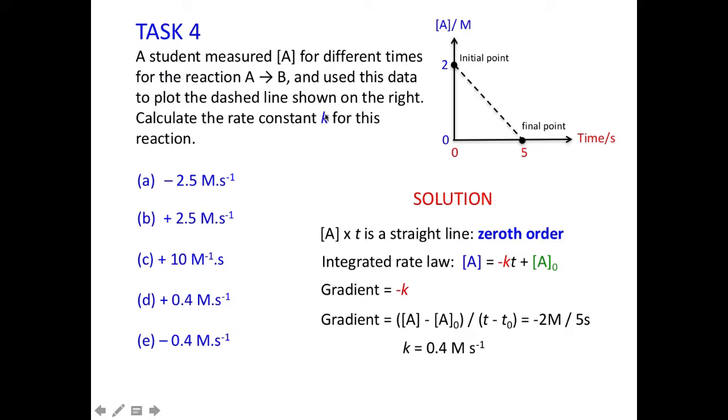But the gradient can be given by delta of these two values divided by delta of these two values here. So the final concentration A minus A0, divided by t minus t0. This is the concentration of the final point minus the concentration of the initial point, divided by the time of the final point minus the time of the initial point. So this would give minus 2 molar divided by 5 seconds. This is negative, but we know that the gradient is equal to minus k, so k is going to be positive. So k is going to be 0.4 molar per second.